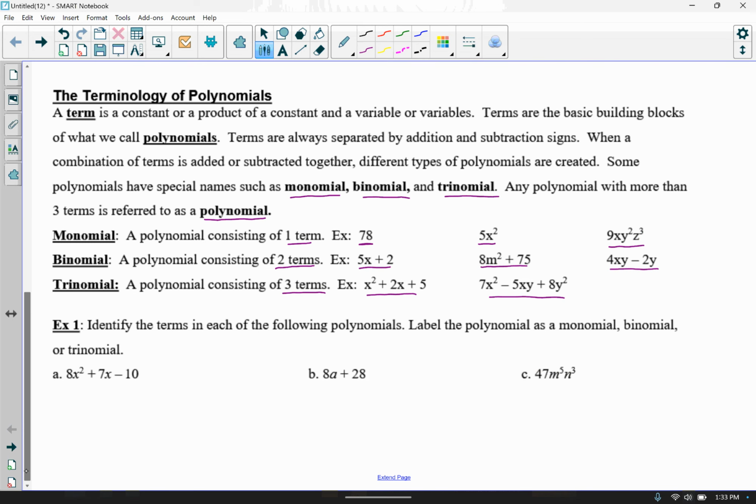Okay, so coming down below to example 1, it wants us to identify the terms in each of the following polynomials. Label the polynomial as a monomial, binomial, or trinomial.